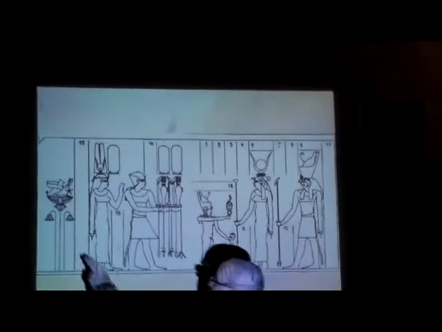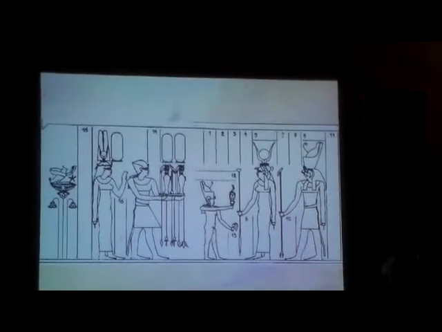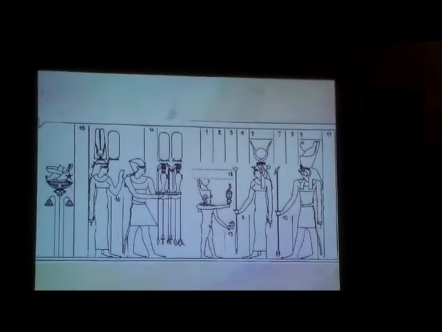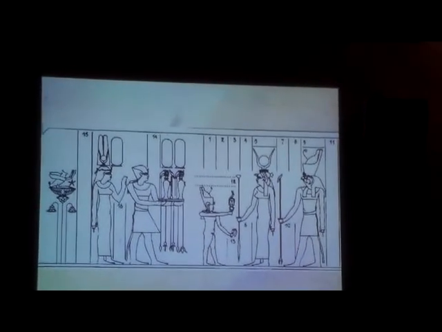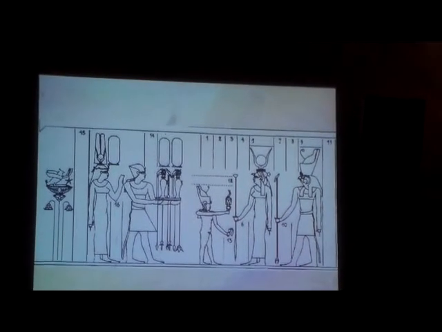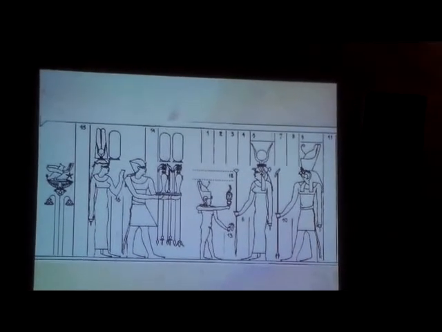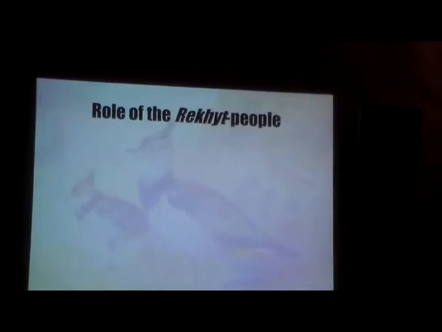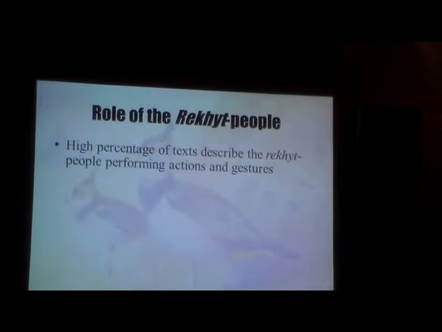But specifically, the inscription that goes here tells us that this is the king and queen presenting offerings with the rekhyt people behind him performing adoration. So the rekhyt. So what was the role of the rekhyt people?